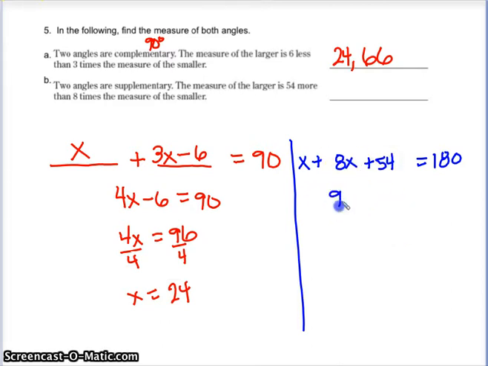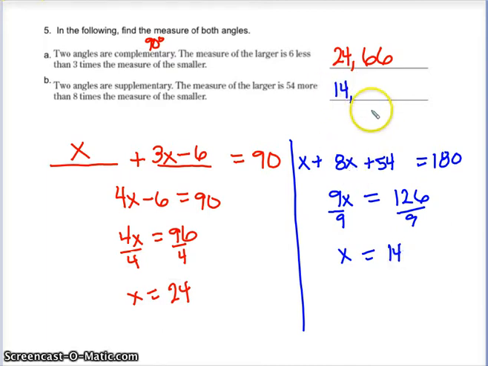Now, adding my like terms, that's 9x. I'm going to go ahead and subtract 54 from both sides, so 180 minus 54 would be 126. And then you got to divide both sides by 9 to find out the measure of my smaller angle x. So 126 divided by 9 is 14. Okay, so 14 is the measure of your smaller angle, which means your larger angle has to be 180 minus 14, which is 166.